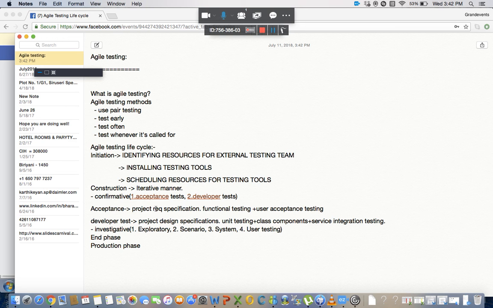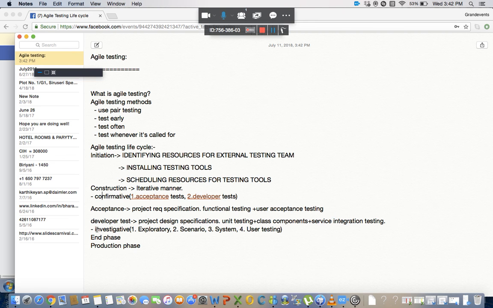So the confirmatory tests are to be run as automated ones, because throughout the life cycle of the project, regression testing has to be done. So this is about confirmative testing.